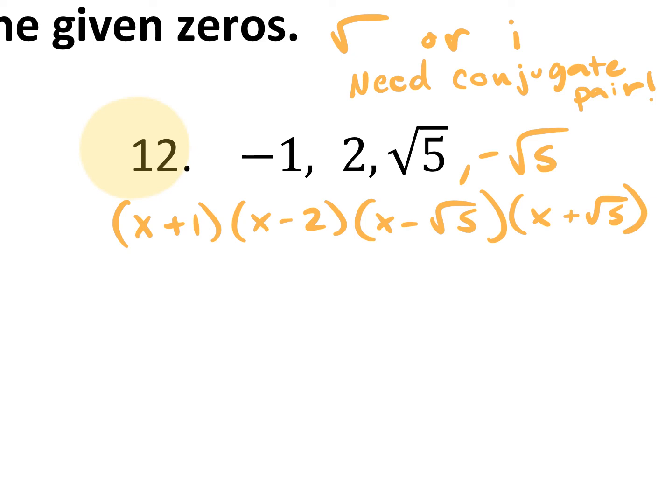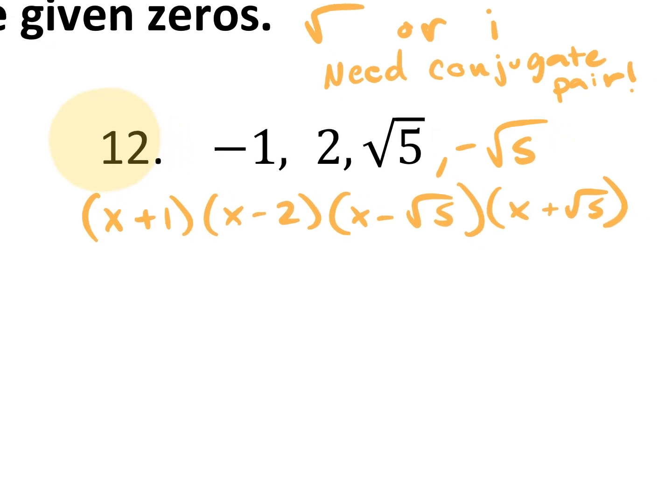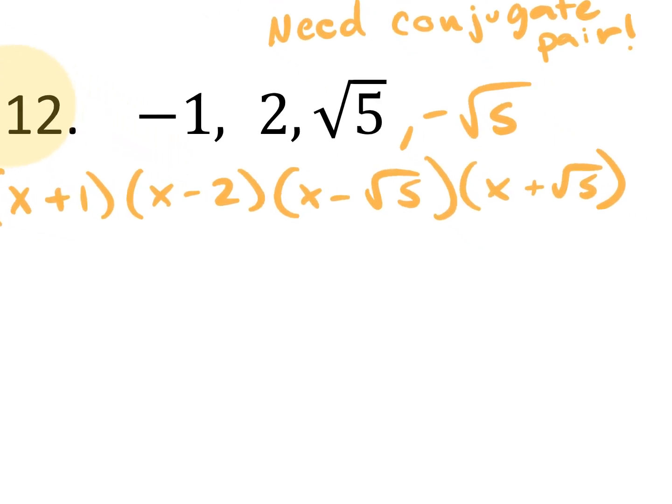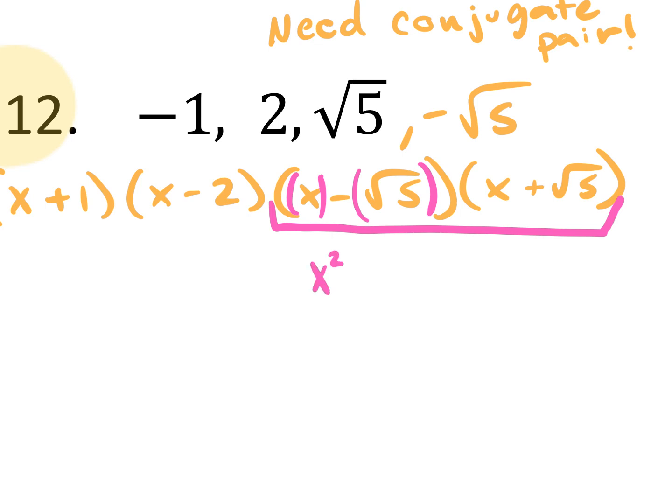And then next we need to multiply them all out. Where should I start multiplying? With our conjugate pair. Always start with your conjugates first. So my first term is x. My second term is square root 5. So I have x squared minus square root 5 squared. So what is square root 5 squared? 5. So this is x squared minus 5.